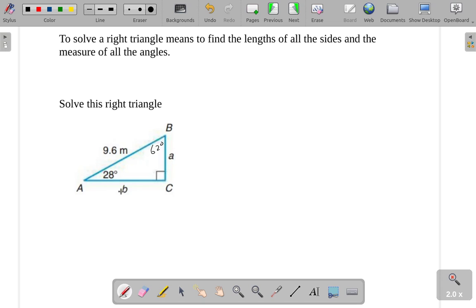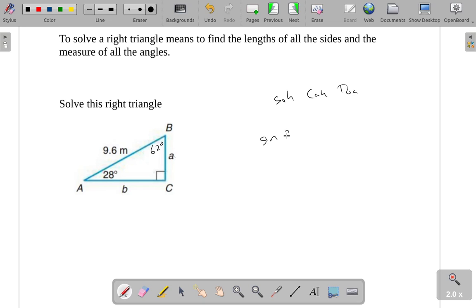And as far as finding A and B, I'm going to need to use my trigonometric ratios. So SOHCAHTOA. Let's see. If I have this 28, that's going to be my reference angle. And let's find A. Well, I know my hypotenuse. If I want to find A, that means I'm talking about my opposite side and my hypotenuse. So opposite and hypotenuse, that's the sine.